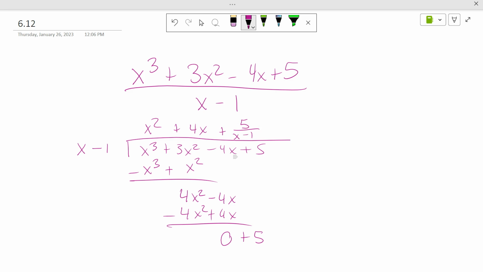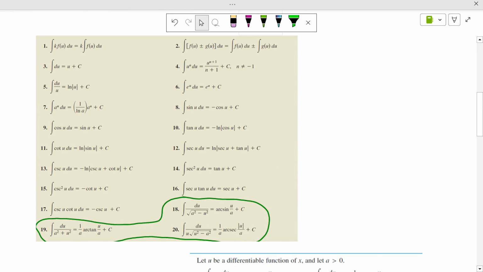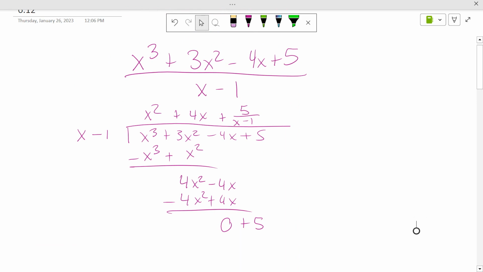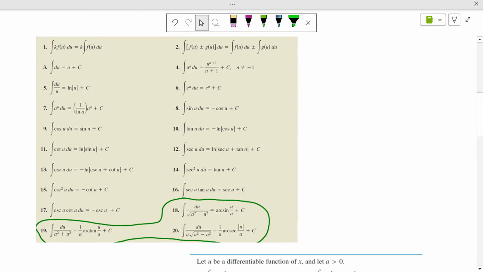Okay? That is long division. You kind of remember a little bit about that from your classes. To do some of these, we have to do some long division. Now, I'm going to stop right here for a second and leave this.